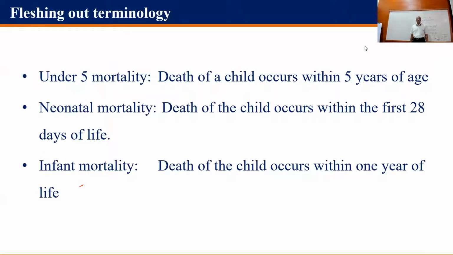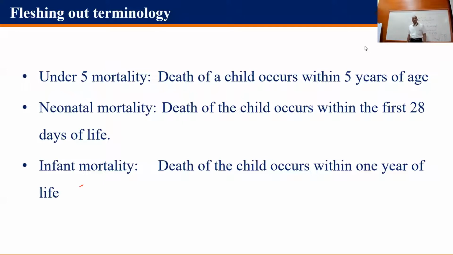Now let's flesh out the terminology. There are 3 death rates. Under 5 mortality rate is the death of a child which occurs within the first 5 years of age. Neonatal mortality rate is when the death of the child occurs within the first 28 days of life, within the first month. Within the first 4 weeks, if the child dies, unfortunately, then it is counted as a neonatal mortality.